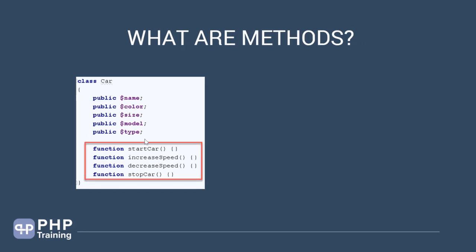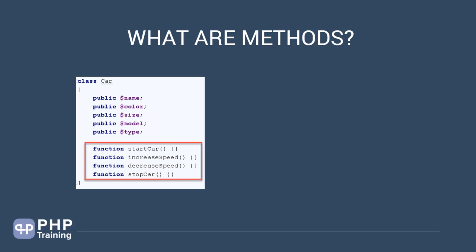For that same car, you can have methods. You can have start car, increase speed, decrease speed, and stop car. These are basically the actions of that car. The car could have actions, the files could have actions. We have seen database also. Database has actions: insert the records, update the records, delete the records. Those are the actions of the database.